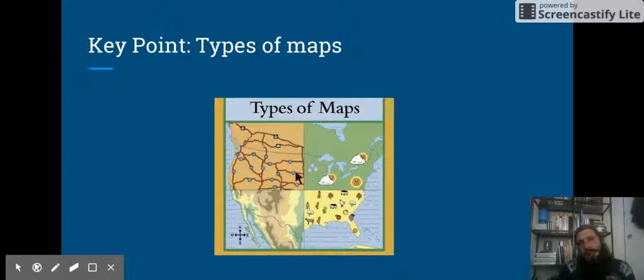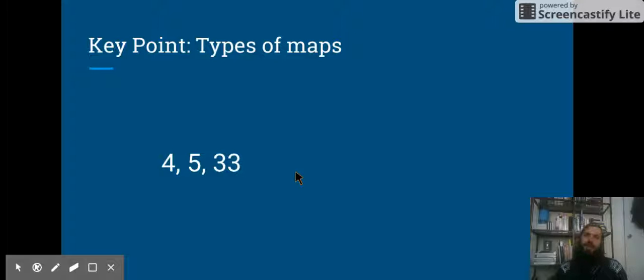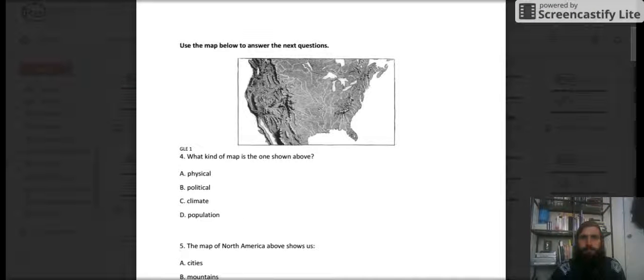Now, if we had known our types of maps, we would have gotten a lot of questions correct at 4, 5, and 33. And these are questions that a lot of people missed. Let's take a look at how we could have gotten those correctly.